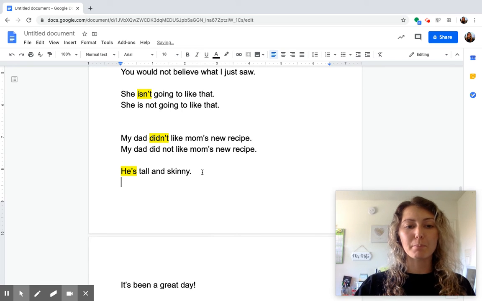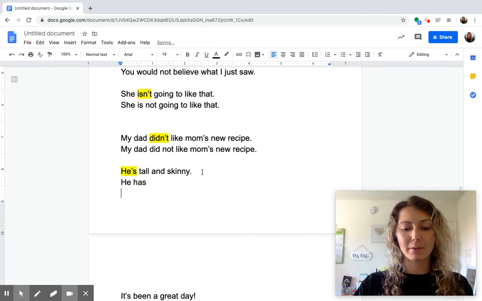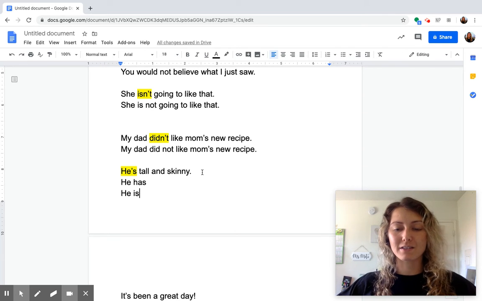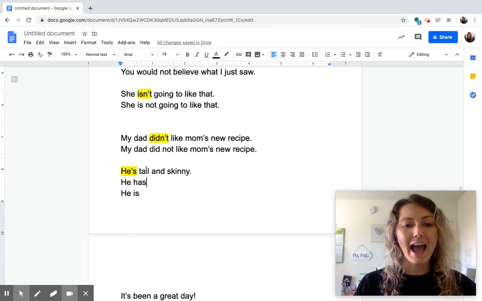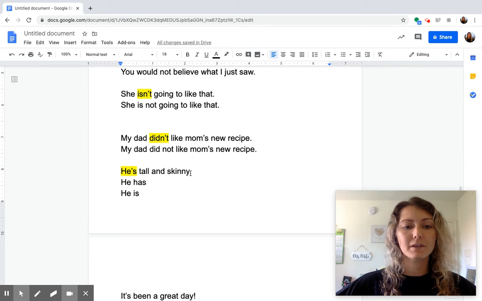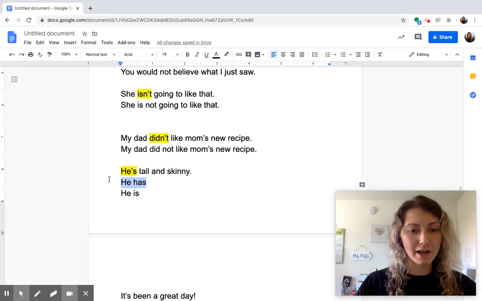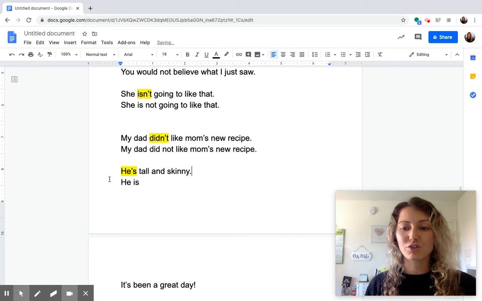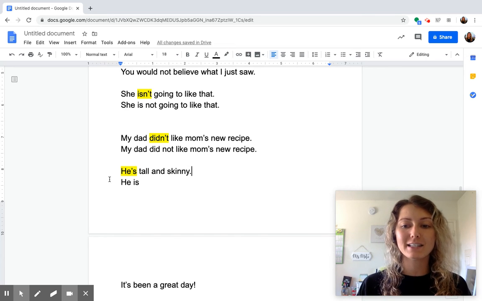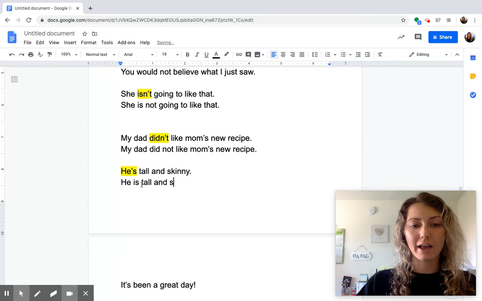I'm going to try writing both out. I'm going to try he has, and I'm going to try he is. I'm going to read both to see if it fits with the rest of the sentence. He has tall and skinny. He is tall and skinny. Which one of those made sense? Yeah, he is correct. Even though the contraction he's can be used for he is or he has, in this sentence, I know that he's is referring to he is. He is tall and skinny.